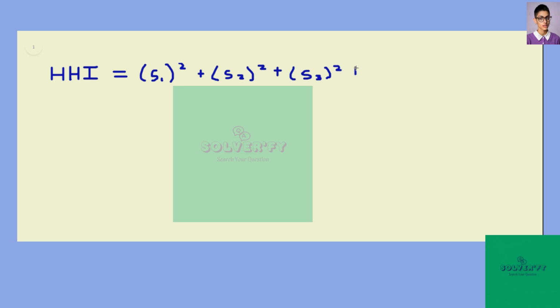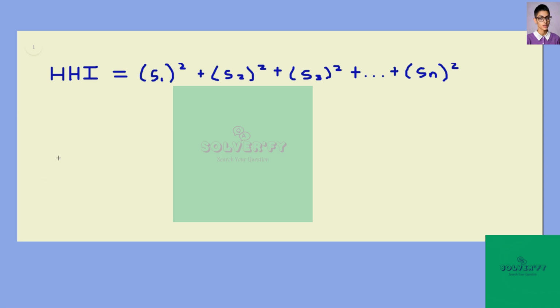Squaring each number. So generically, I can just say it's plus S sub n, whatever that share number is in the market for that particular industry, and squaring that number. So that's basically how you calculate it. Remember, it's adding the squares of the market shares of each firm.